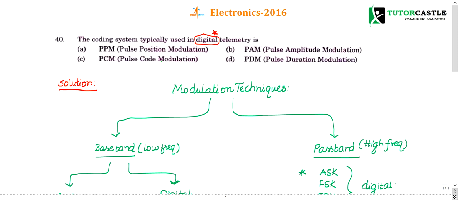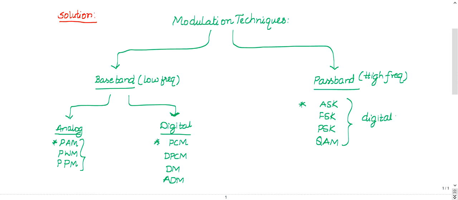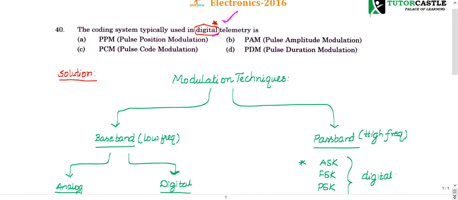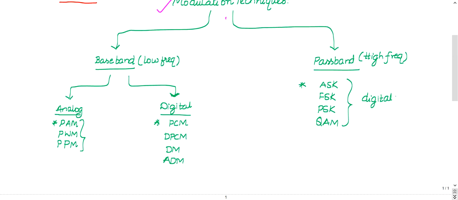In the question, it is clearly given that it is a digital telemetry, not analog, a digital. By this, you can easily answer this question. So I just want to discuss the types of modulation techniques we generally use in communication systems. In general, in any communication system, the modulation techniques used are of two types. One is baseband modulation systems, and the other is passband modulation systems.